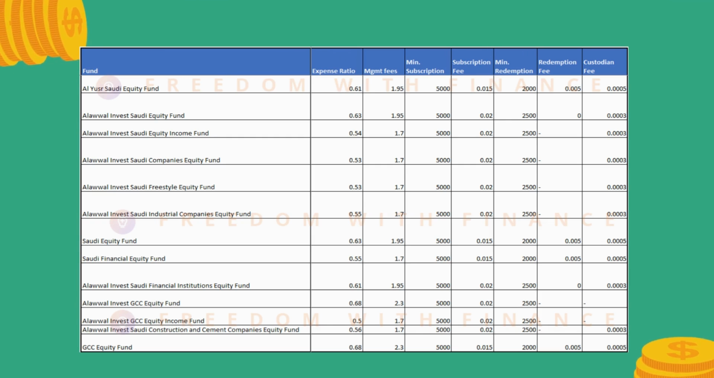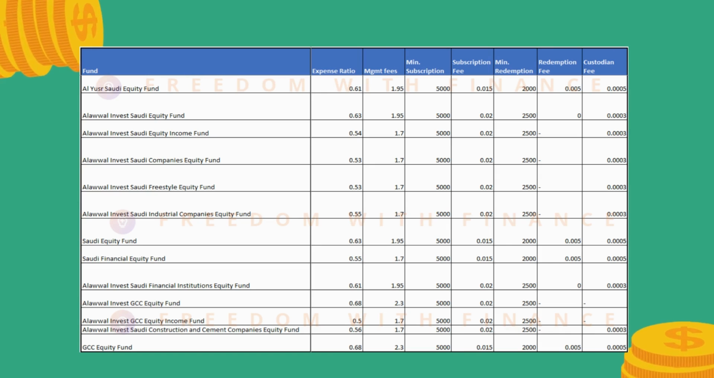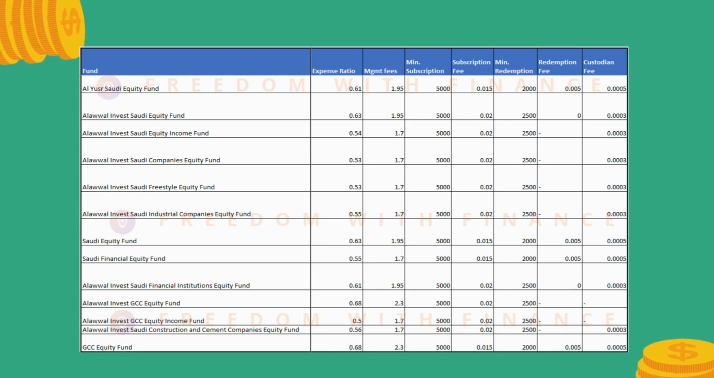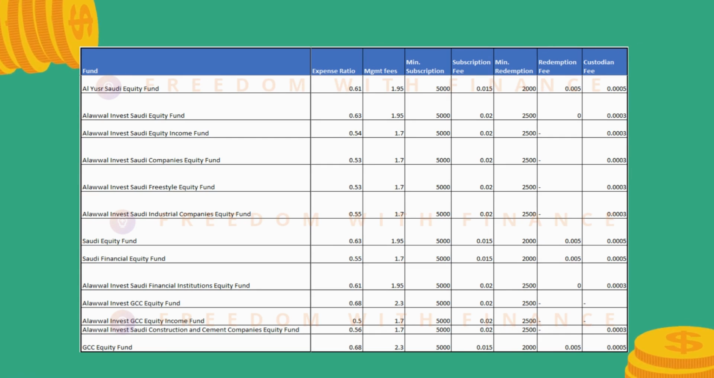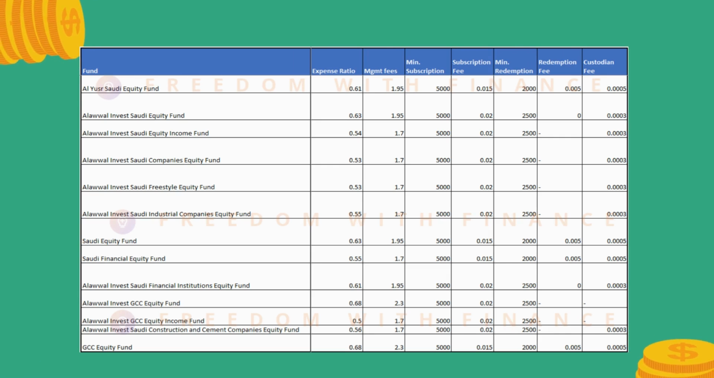So here I have just put a screenshot of the 13 mutual funds and what the expense ratio, management fees, minimum subscription fees, minimum redemption fees, custodian fees, all those details are. You will find this on the website as I showed you earlier, right? You will get a sense that the expense ratio is around 0.6% for the SAB Invest mutual funds, right? And the subscription fee, as I was saying earlier, is 5,000 riyals, very high.